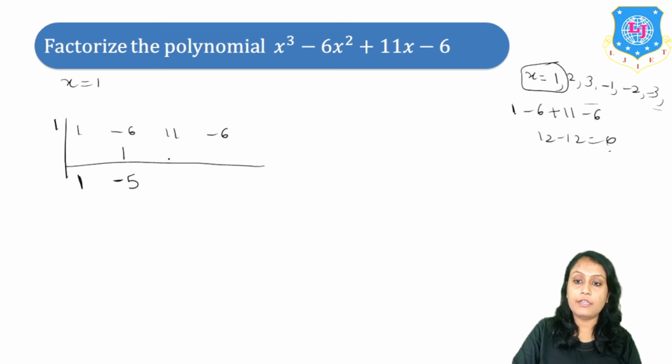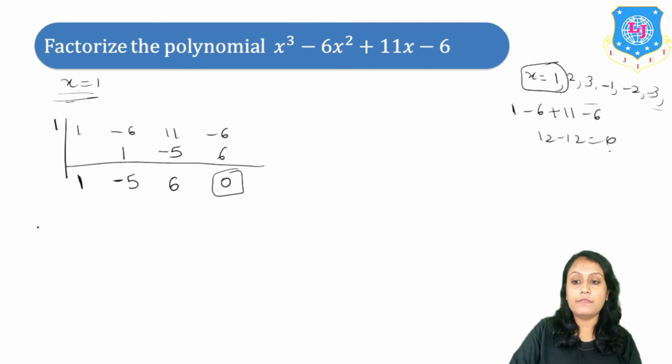So minus 5 into 1, here we have minus 5. Okay, so 11 minus 5 gives you 6. 6 into 1, here 6. So the answer is 0. Okay, so if x is equal to 1 is your root, then you will definitely get 0 over here. If you are not getting 0, there might be some mistake over here.